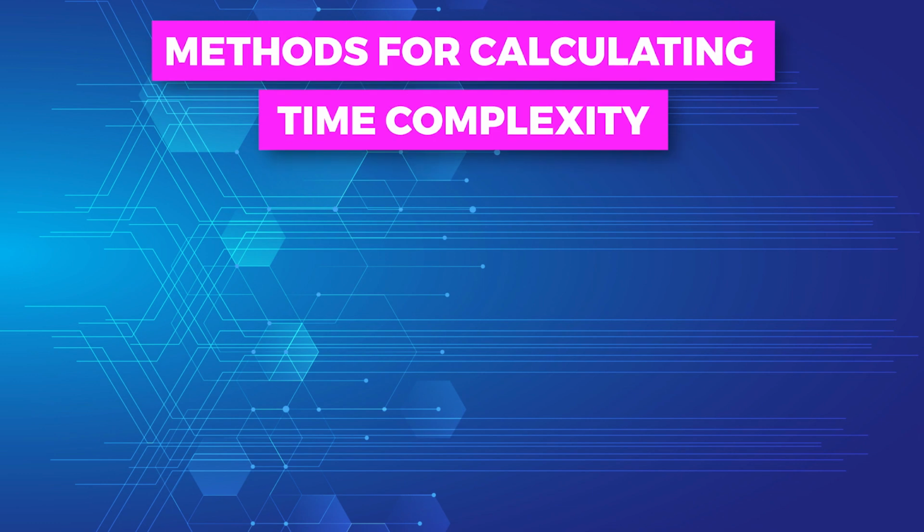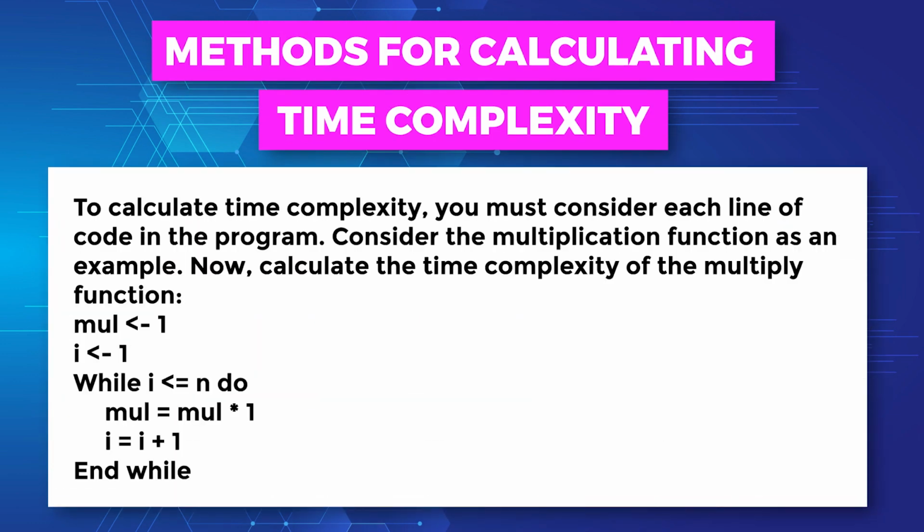So, the method for calculating time complexity. To calculate the time complexity, you must consider each line of code in the program. Consider the multiplication function as an example. Now, calculate the time complexity of the multiply function.